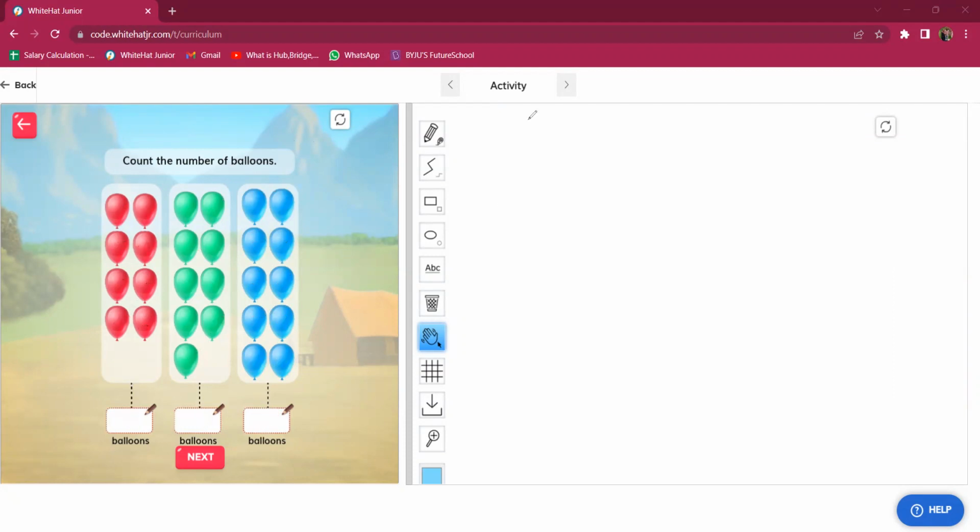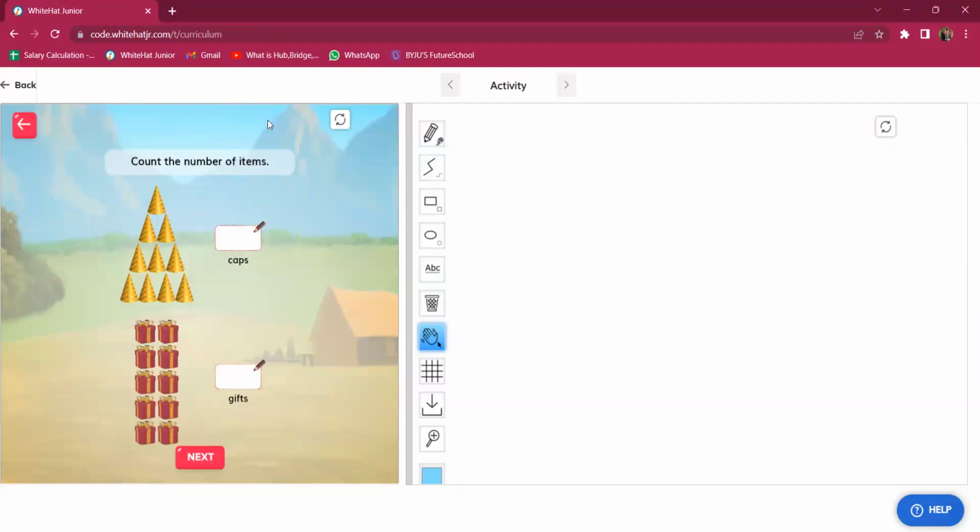Again, you have to count the number of balloons. So we have 1, 2, 3, 4, 5, 6, 7, 8. Okay. So we have already done this, 8, 9, and 10. Let's click on next.